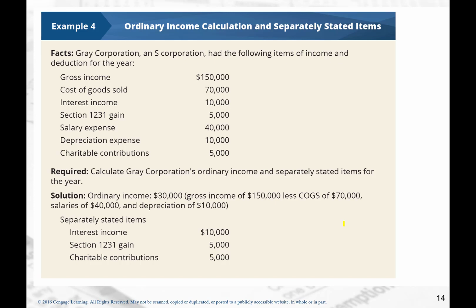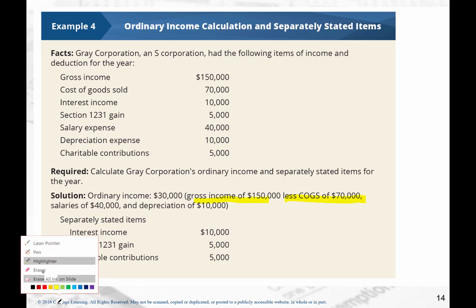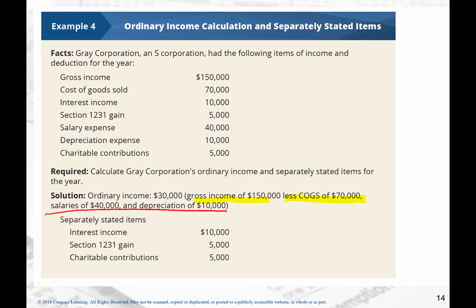So the ordinary income is the gross income less our cost of goods sold, and then just normal business deductions here, such as our salaries and depreciation, right? Okay. Separately stated items include some of those things that we saw on the slide that were relevant to this question. Section 1231 gain is the short-term, long-term gains that we talked about before. You may not remember the section. And then charitable contributions. All of those things were treated separately.